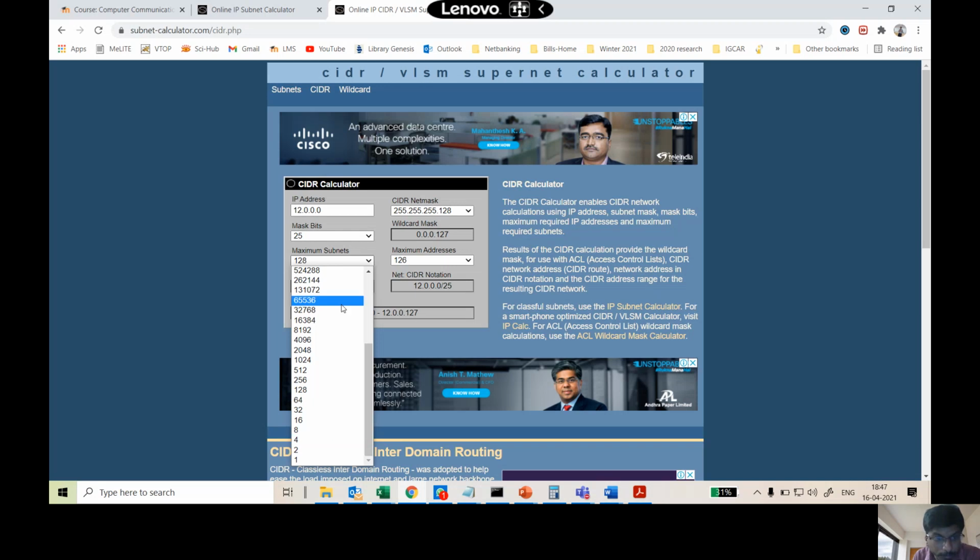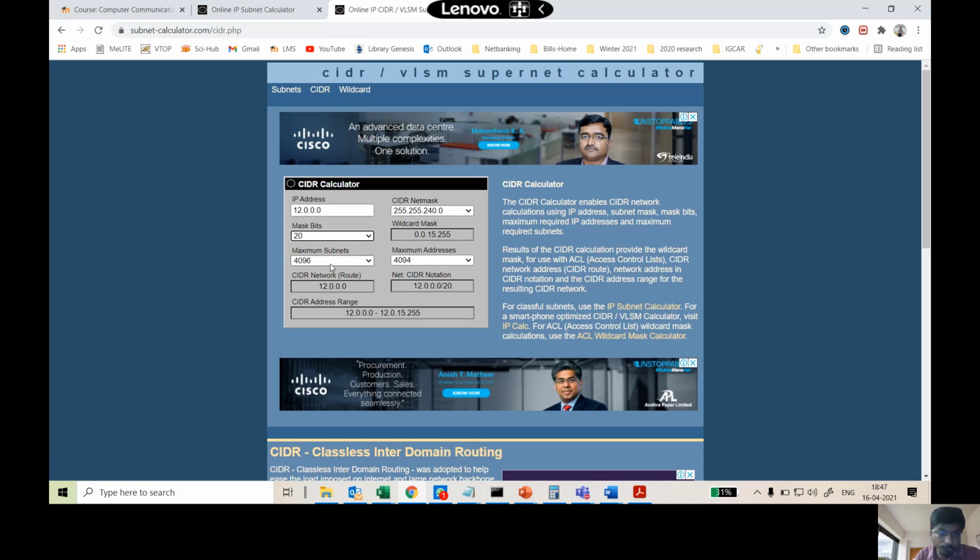Say, for example, if you go for 20 bits for your mask, the remaining 12 bits are there, so you could have a maximum of 4096 subnets, right? And you know what the network mask will be if you have 20 bits on. You will have your mask as 255.255.240.0, right? So this kind of playing, identifying how many maximum subnets you could have, you could try playing around with these combinations. So just play around with this.